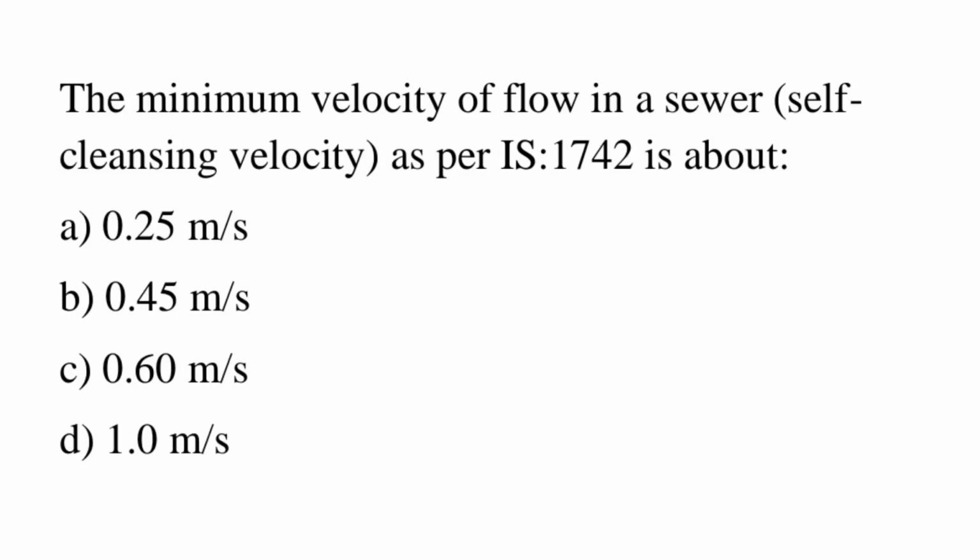Today we are going to see the MCQ related with wastewater engineering in the topic of design of sewer. So the first question, the minimum velocity of flow in the sewer, that is self-cleansing velocity as per Indian Standard 1742 is about: option A 0.25 meter per second, option B 0.45 meter per second, option C 0.60 meter per second, option D 1 meter per second. As per IS, the recommended minimum velocity of sewage flow is 0.6 meter per second at full flow to avoid the settling. Okay, so option C 0.60 is the correct answer.